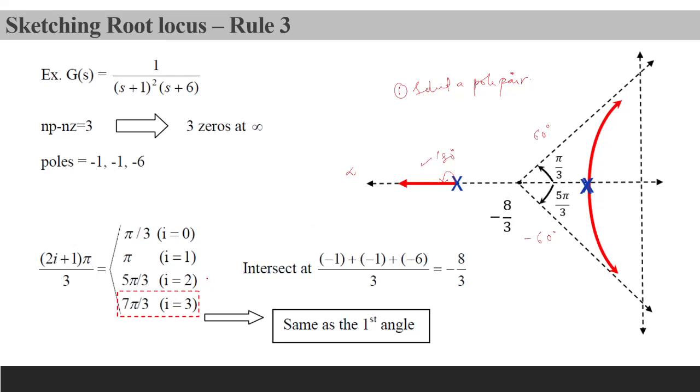I obtain it from here, 180 degrees from here, and the remaining two angles, which were 60 degrees and minus 60 degrees, or you can say 300 degrees, right? So you can find 60 degrees and minus 60 degrees and draw those asymptotes, and with reference to those asymptotes you draw the root locus, with this point as your breakaway point, right? And of course both of these roots lie on this root locus.